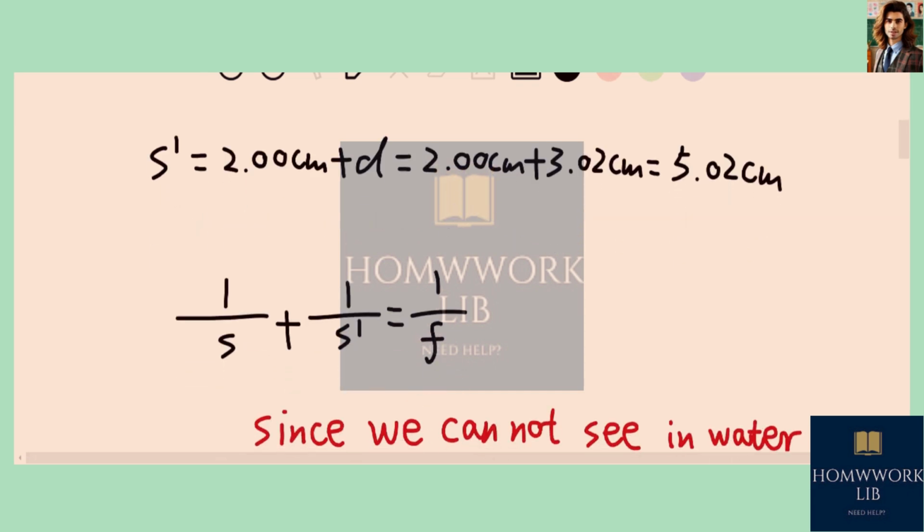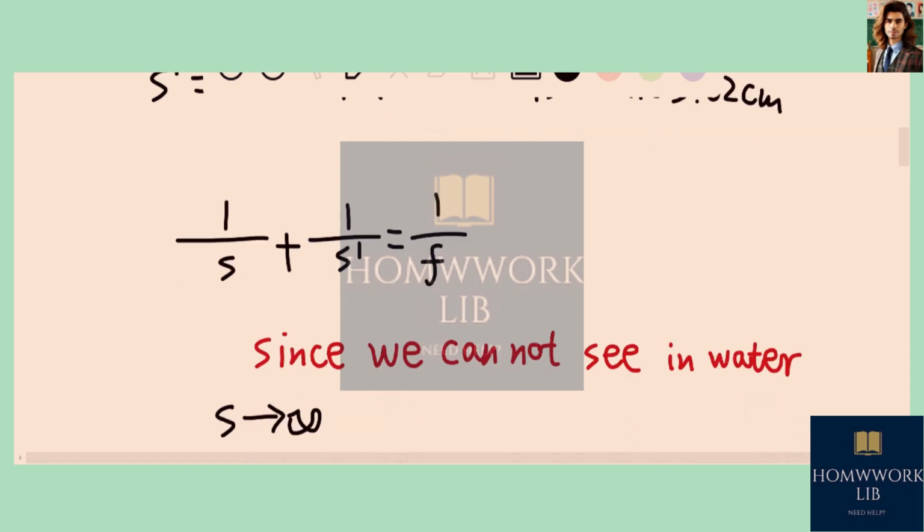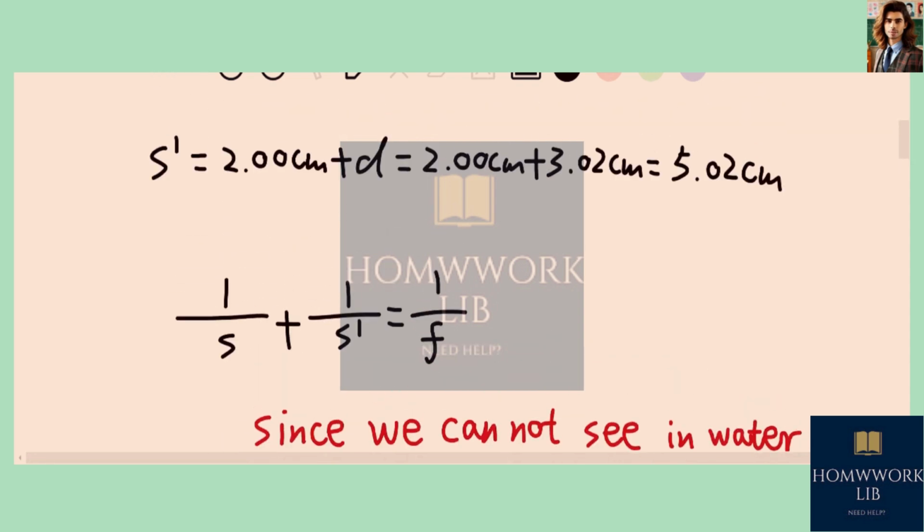So we know this equation here, which is 1 over S plus 1 over S prime is equal to 1 over F. And S here is the object distance, and S prime is the new image distance we got from the previous calculation. And F is the focal length we're looking for, which is the focal length under water.